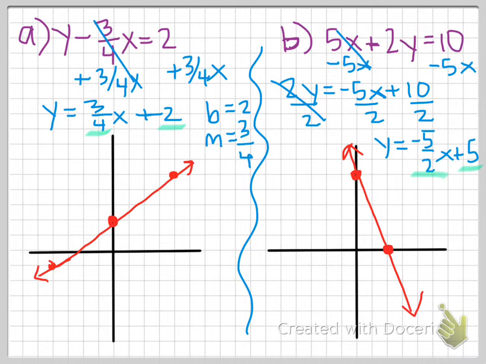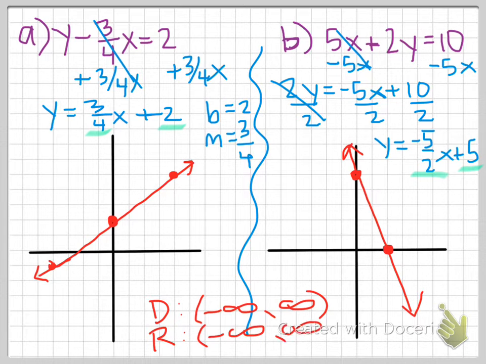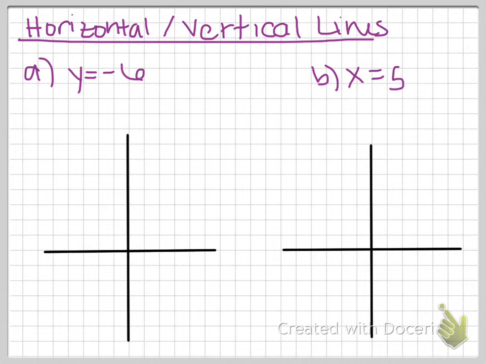Just to tie things in from last week, the domain of both of these pictures is negative infinity to infinity, and both of the ranges are negative infinity to infinity because these lines are traveling forever in both directions. You have some practice problems to try, and now we're going to go over horizontal and vertical lines.